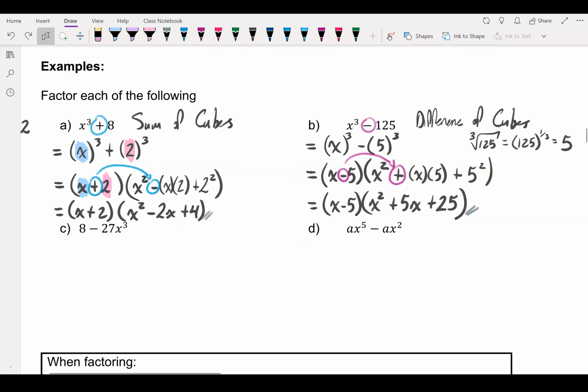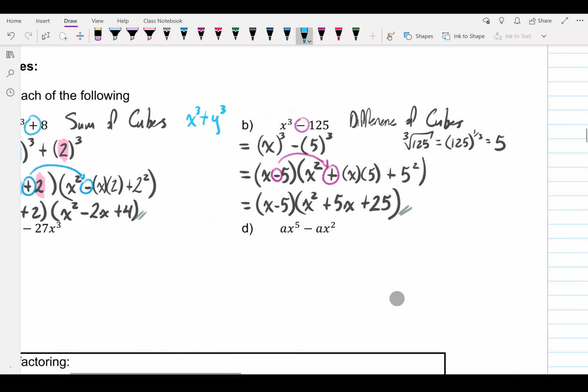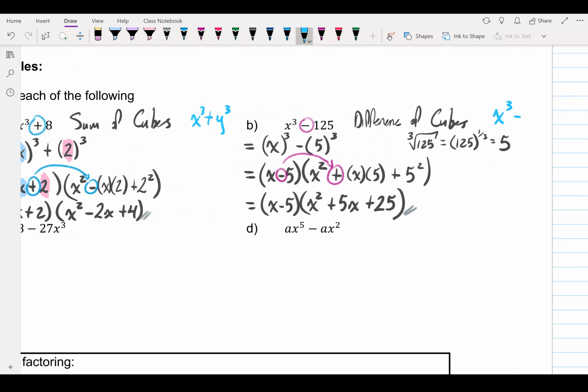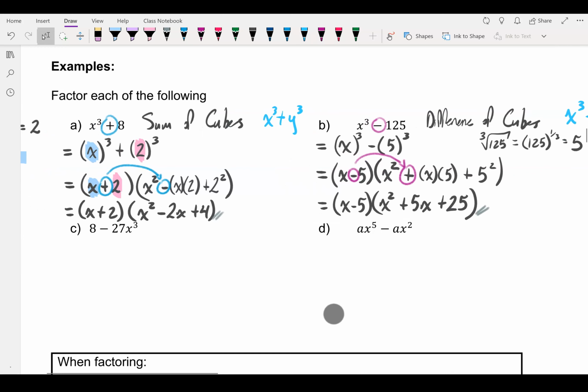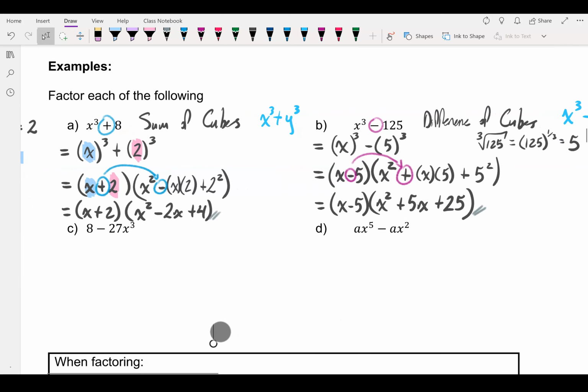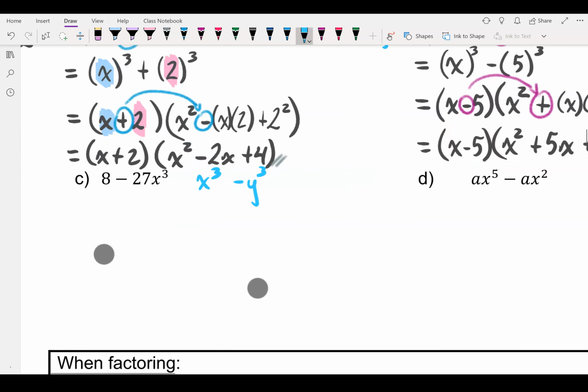So the first case, part A, one thing I didn't mention is that this is like x cubed plus y cubed form. The second case was x cubed minus y cubed form. The third case here, what form is it going to be? Well, it looks like things are backwards, but it's still going to be y cubed minus x cubed form, which is still difference of cubes. So I'm going to zoom in on this.